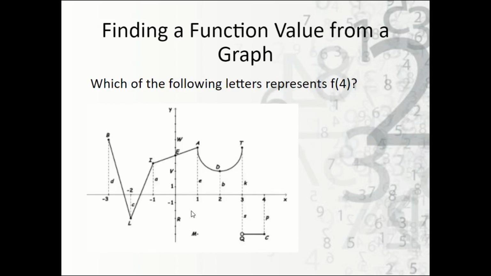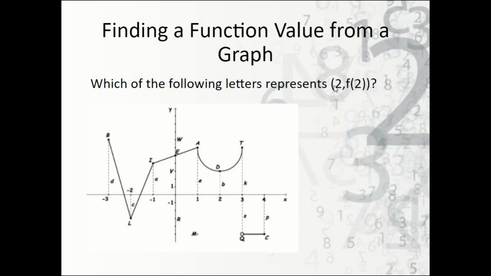So, finding a function value from a graph. Which of the following letters represents f of 4? I'm going to go to where x is 4, which is here. Notice f of 4 is represented by this dotted line p here. So it's right there, and we would say that p represents f of 4. Now if it asks for the actual solution, then that would be c. So p is our answer in this one.